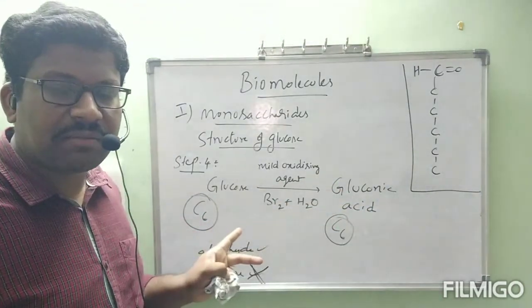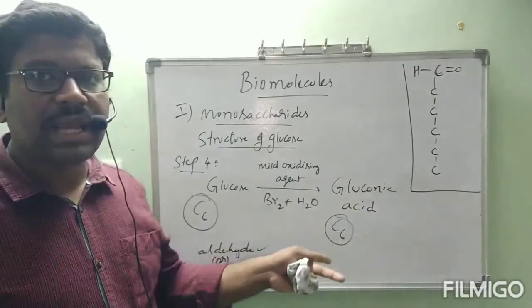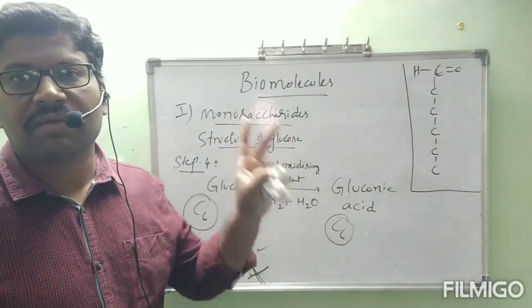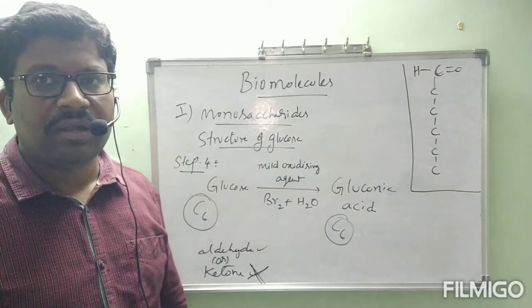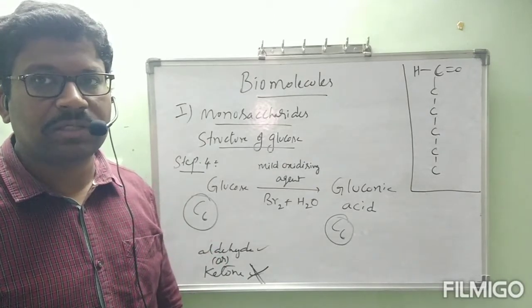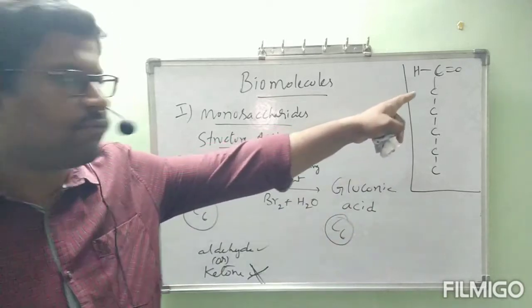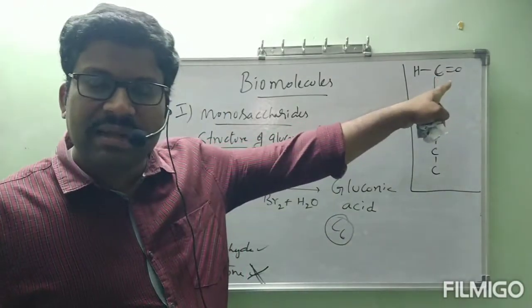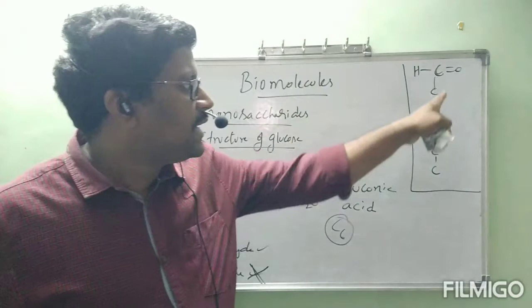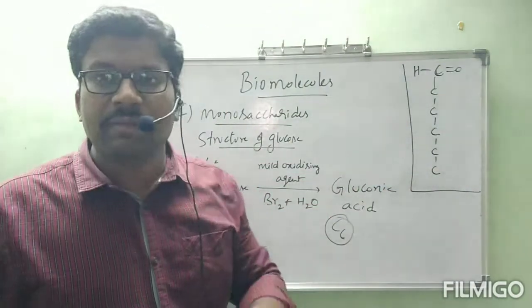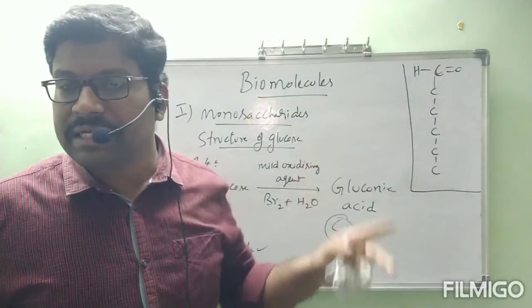Glucose contains how many carbon atoms? 6 carbon atoms. Gluconic acid is also with the same number of carbon atoms, that is 6 carbon atoms only. Without changing carbon atoms, how is it possible? That is the aldehyde group only. So I fixed the position of aldehyde, meaning definitely it should be at the end only. If you write any middle C double bond O, that one will become ketone. That's why I didn't write it previously.